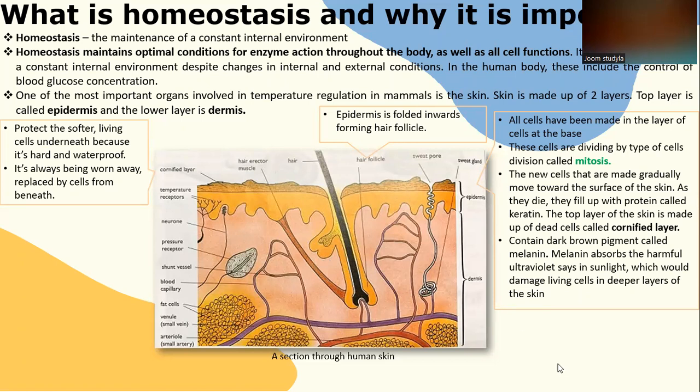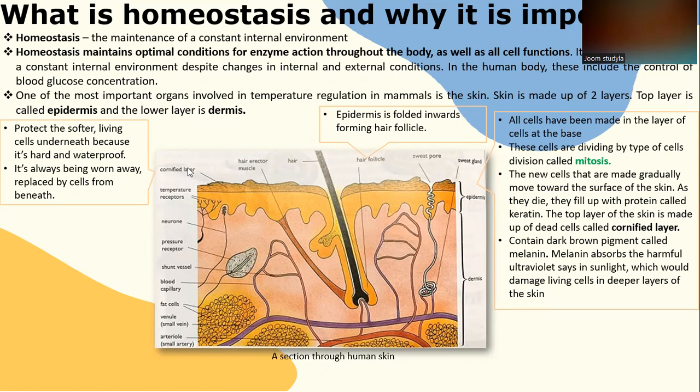Let's look into the epidermis. All cells are made in the layer of cells at the base. These cells are dividing by a type of cell division called mitosis. The new cells that are made gradually move toward the surface of the skin. As they die, they fill up with a protein called keratin. The top layer of the skin is made up of these cells, called the cornified layer.